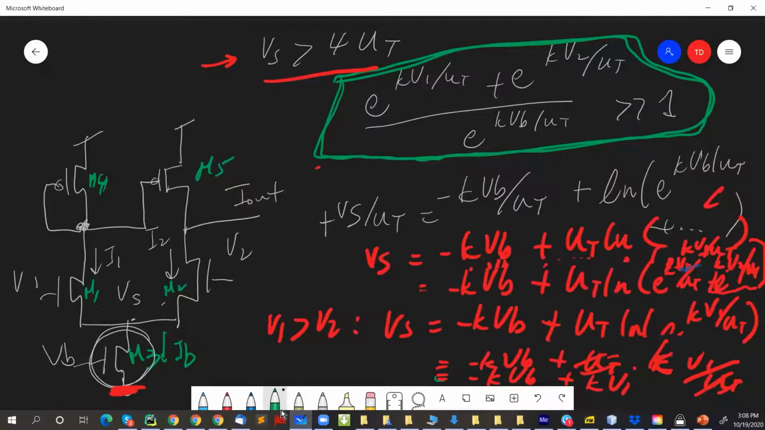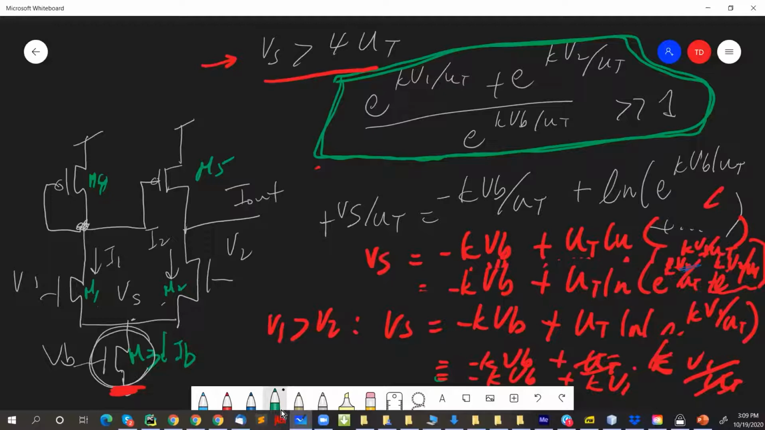So the idea is to just keep on simplifying, because you have 3 exponential terms, right? They're added together. So it's a bit ugly to try and do a log of 3 exponential terms. So you try to figure out which term is dominating, depending on the conditions.